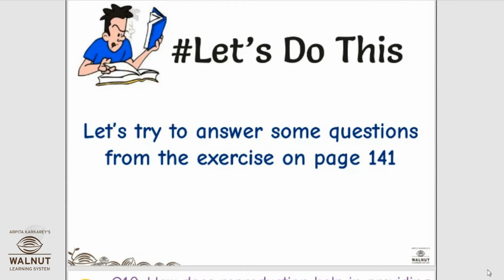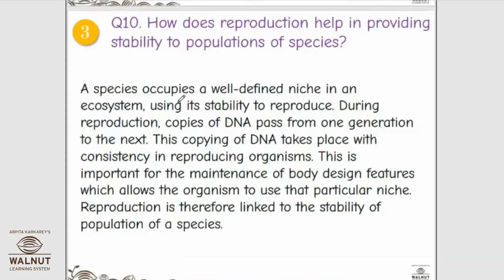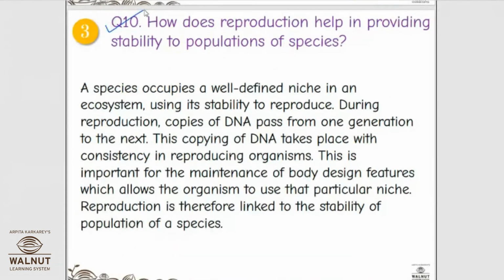Some questions from the exercise on page 141. I'll show you the exercise, and the questions are given here. You can go through these questions. How does reproduction help in providing stability to populations of species? The answer given here is that a species occupies a well-defined niche in an ecosystem, using its ability to reproduce.